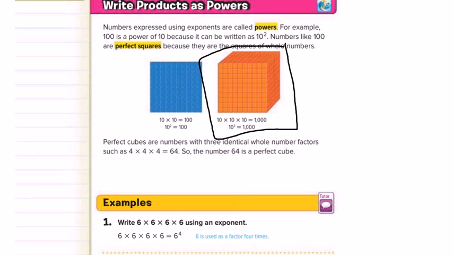Let's look at example 1. It asks us to write 6 times 6 times 6 times 6 using an exponent. So to figure that out, I look at what number it is that I'm multiplying, what my factor is, which is 6. That'll be my base. And how many times I'm multiplying. So I count 1, 2, 3, 4 times. So when I write it using an exponent, I would write 6 to the 4th.